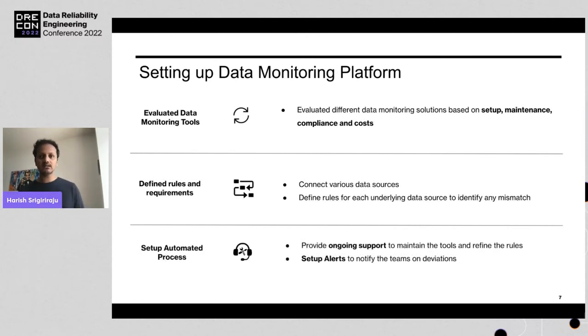Now understanding that, okay, this is the ideal state which we discussed. What can data teams do to monitor their underlying data? What is a platform that they can establish to be able to monitor the quality of data? So the first step is to really evaluate various data monitoring tools out there.